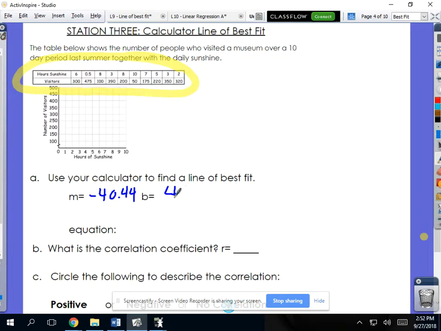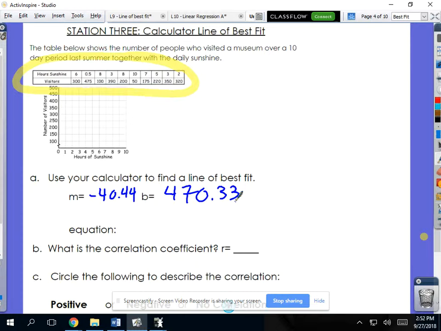470.33 if we round. So this is all about the hours of sunshine and the number of visitors that are coming to a park of some sort, it looks like. Okay, a museum, excuse me, a museum.